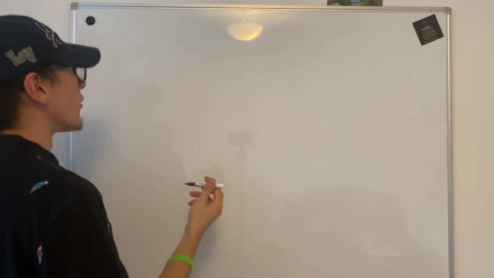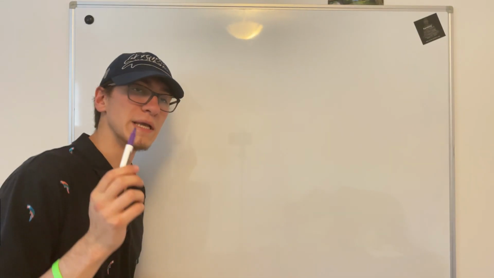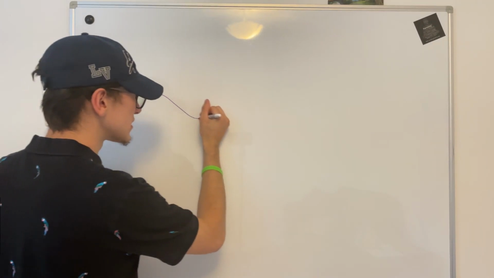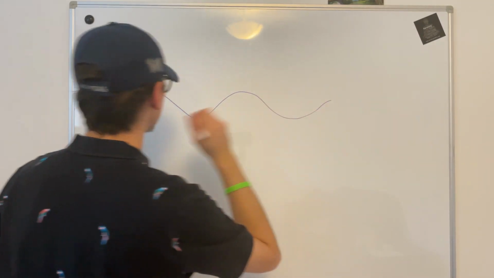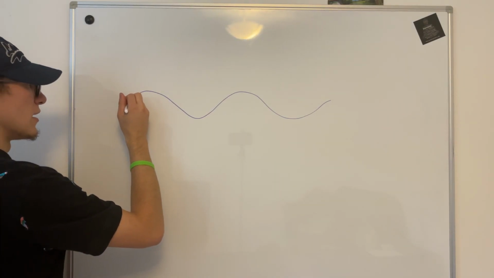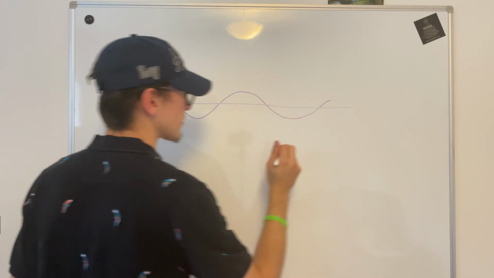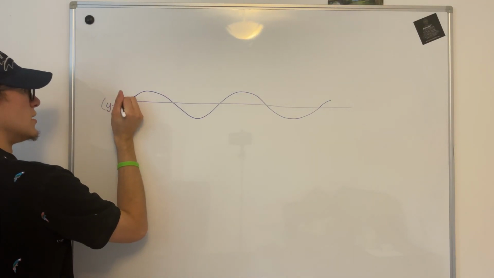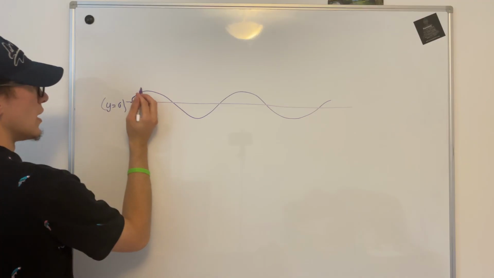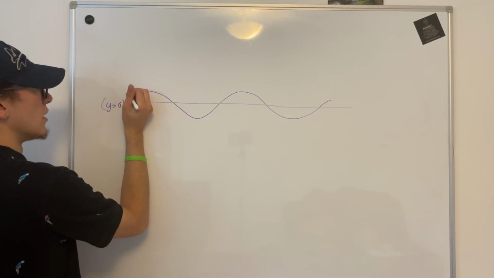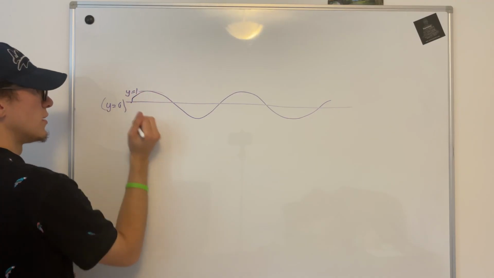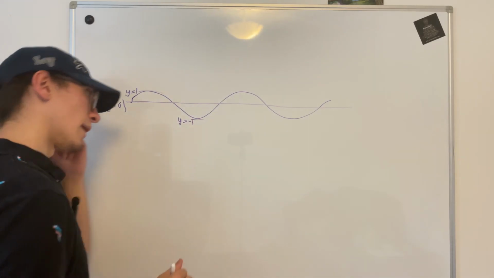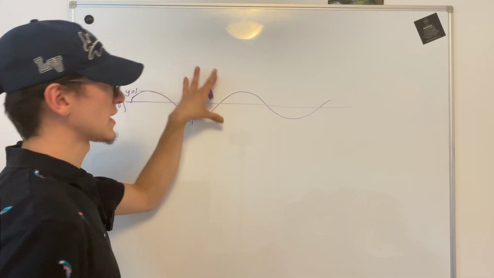Good enough. Okay, so what we have right now is basically a sine function, right? Which goes something like this. Let's say this is 0, y equals 0, right? And this would be y equals 1, and this would be y equals -1, right? So this is the sine function.